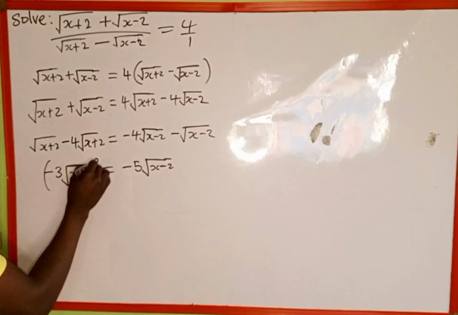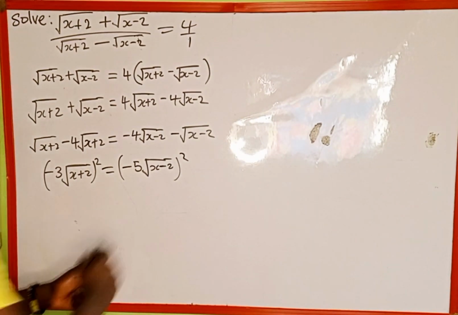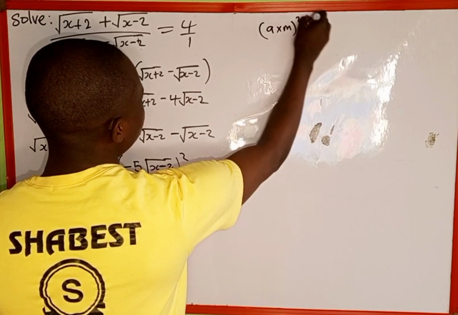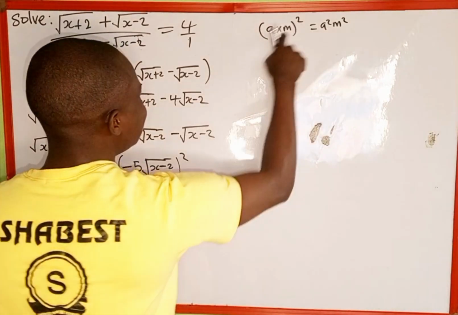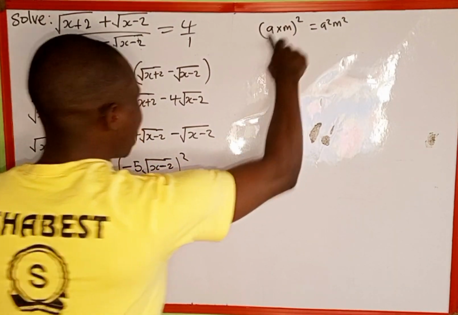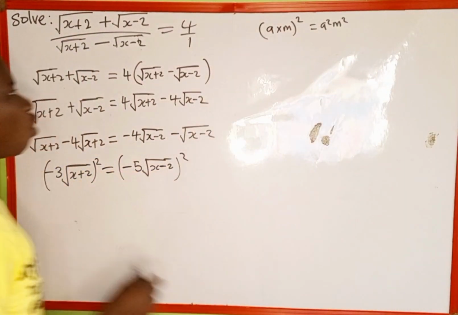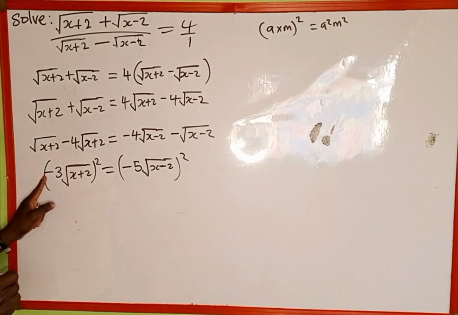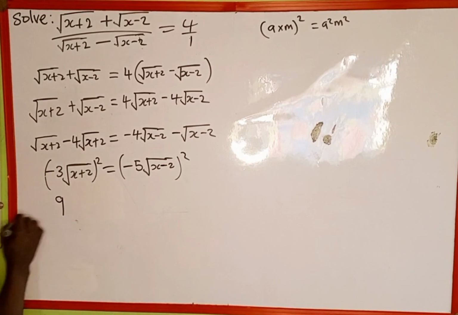So we square the left hand side, also we square the right hand side. In this case, what I want you to notice is that when we have a multiplied by m raised to the power of 2, this is the same as a squared m squared, because since it is multiplication, the square is going to affect both a and m. But this will not work that way if the operation is either negative or positive. So in this case, this square is going to affect negative 3. Negative 3 squared, meaning negative 3 multiplied by negative 3, we are going to get positive 9.